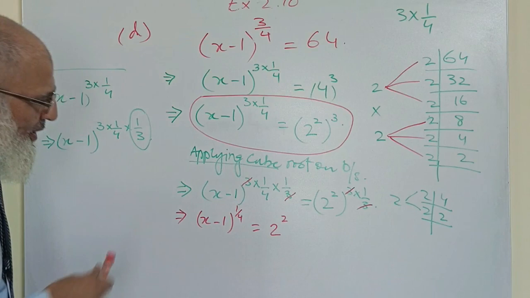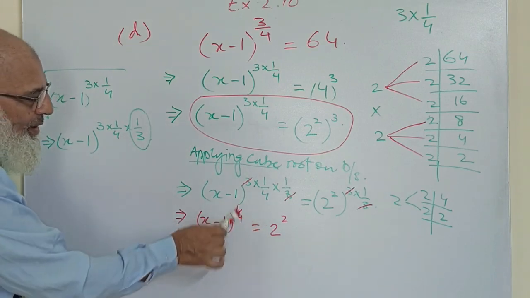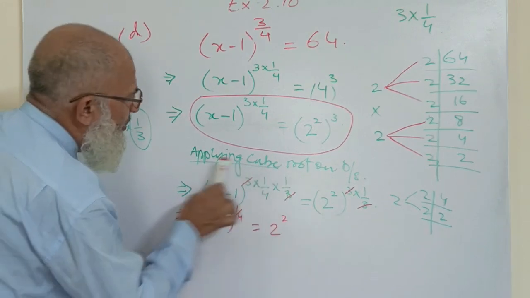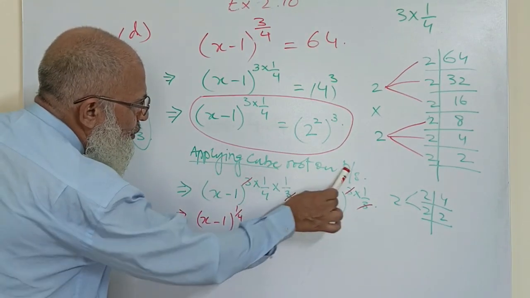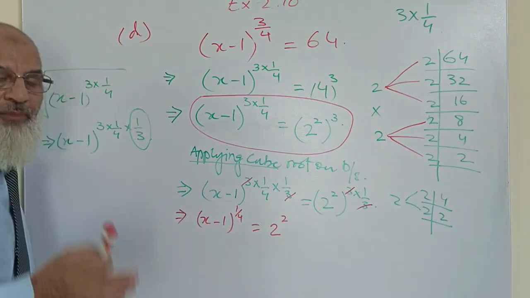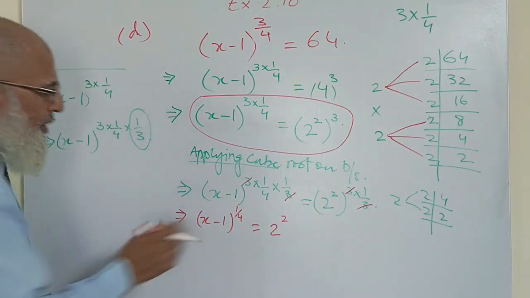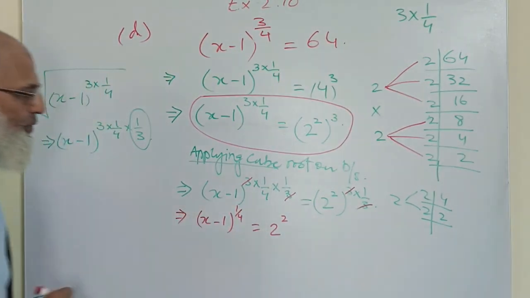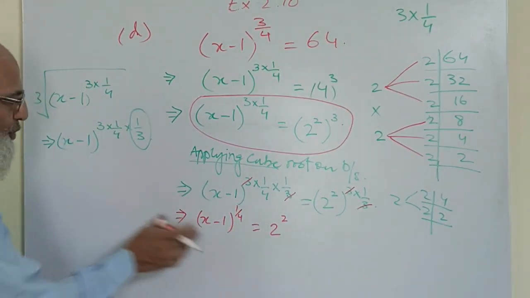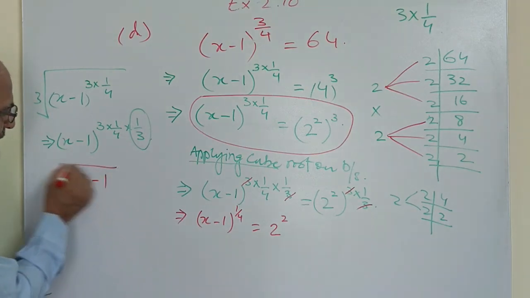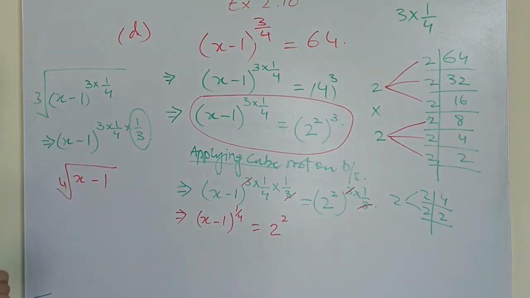Now, what does it mean? Now, it does mean like this. When we applied cube root on both sides, it became 1 by 3. Now it is 1 by 4. It means that it is the fourth root of this whole thing. So let us see how it could have been written. It is like this.